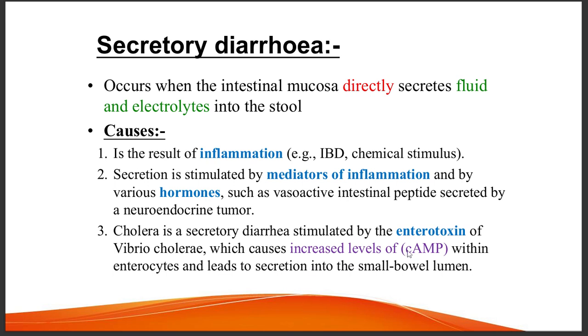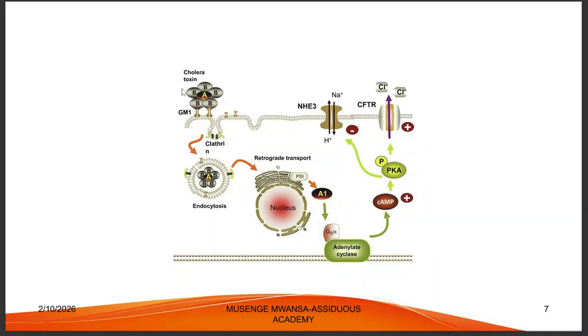This toxin is going to cause an increase in the levels of cyclic adenosine monophosphate within the epithelial cells of the GIT, which we call the enterocytes. That will lead to these cells secreting chloride ions, and so water will begin to follow. So you can see this is the cholera toxin. Once it attaches there, it is taken into the cell, and by retrograde transport it will stimulate adenylate cyclase, which converts ATP to cAMP. cAMP is going to lead to the activation of protein kinase A, which phosphorylates proteins.